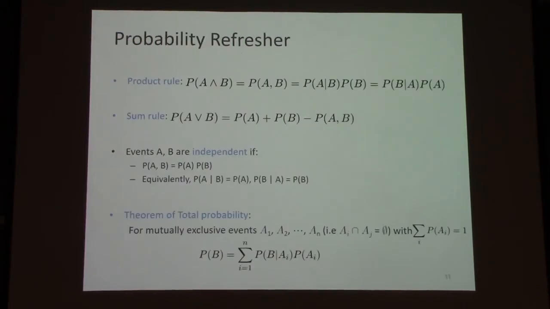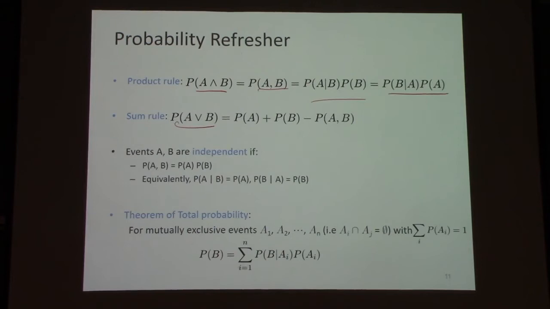Alright, so just a quick refresher on probability. I expect that all of you have seen this before, maybe in like third grade or something. If you have events A and B, we can ask what is the probability of A and B happening, and we can also write that as P of A comma B, and that's simply the probability of A given B times probability of B, or probability of B given A times probability of A. There's a sum rule. The probability of A or B is probability of A plus probability of B minus probability of A and B.